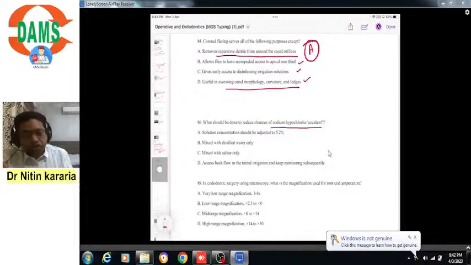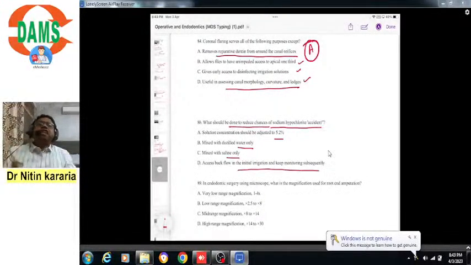Now the question is asking what should be done to reduce the chances of periapical extrusion of sodium hypochlorite. The concentration of the solution should be adjusted to 5.2. It is of no relevance to preventing the extrusion. It should be mixed with distilled water only. It should be mixed with saline only, or we should access the backflow in the initial irrigation and keep monitoring subsequently. So it is basically not about the solution. It is not about the concentration of the solution. It is not about the mixing of solution with saline or water. It is always about the clinical technique.